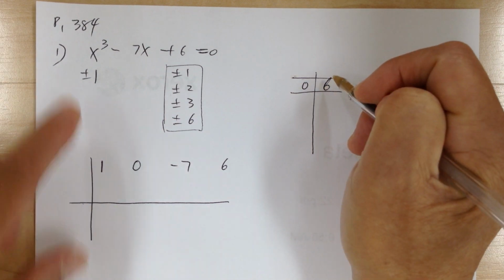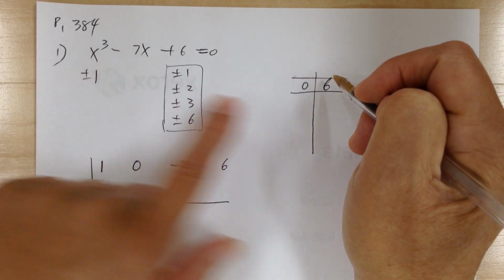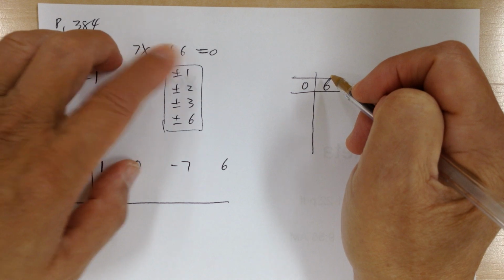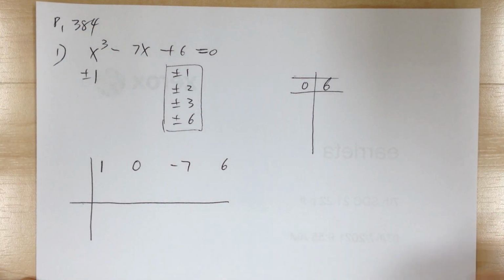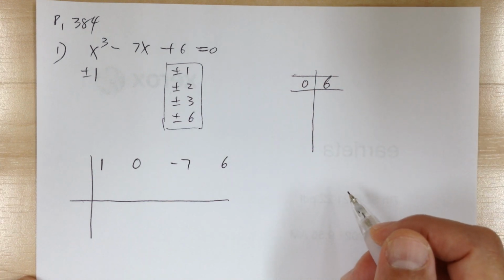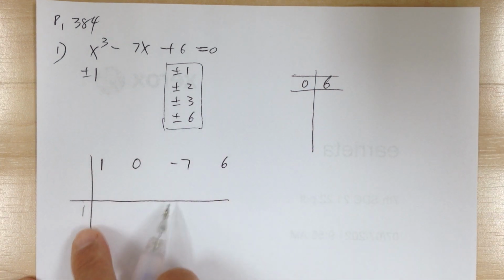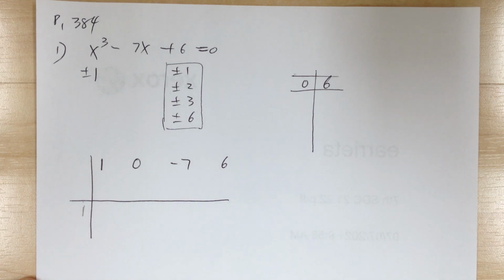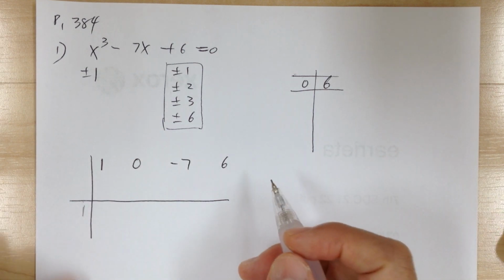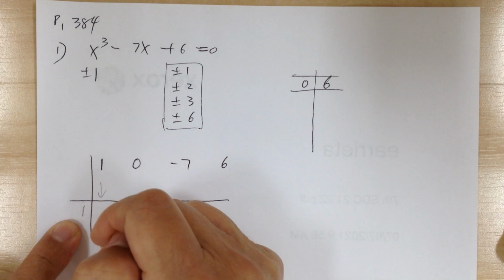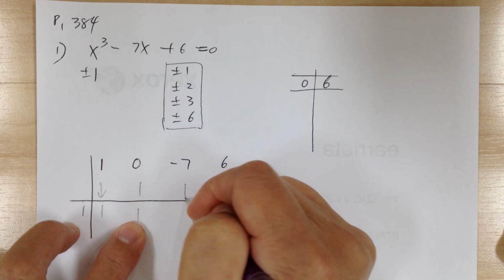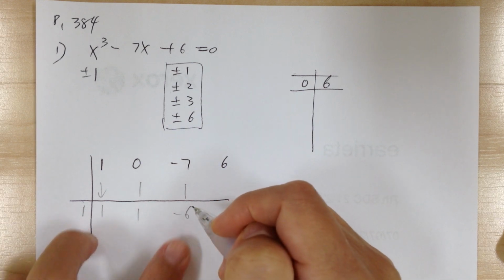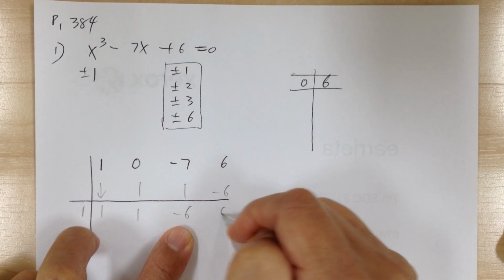When you put 0 in for x, it will all cancel out, so you're going to get 6. So that's the easy one. After that, I always try 1 so I can see what direction I'm going. If I try 1, I can use pencil over here so that you don't have to keep making this over and over. So I drop, multiply, add, multiply, add, multiply, add.